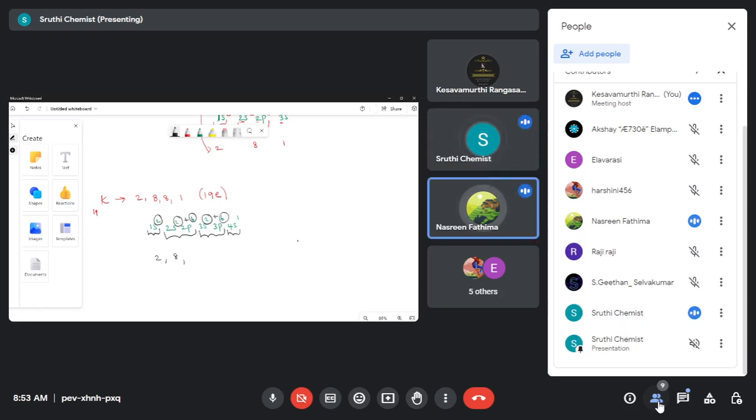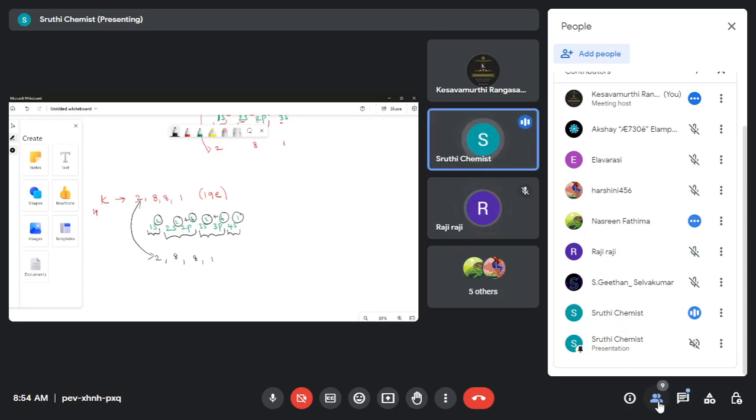In the third shell, 3s2 plus 3p6 is again 8 electrons, and next, 4s is 1 electron. So you are getting the same. Am I right or wrong? Right, ma'am. Yes, that is the reason. According to the subshell configuration, I am getting 2, 8, 8, 1. Only this is the case.